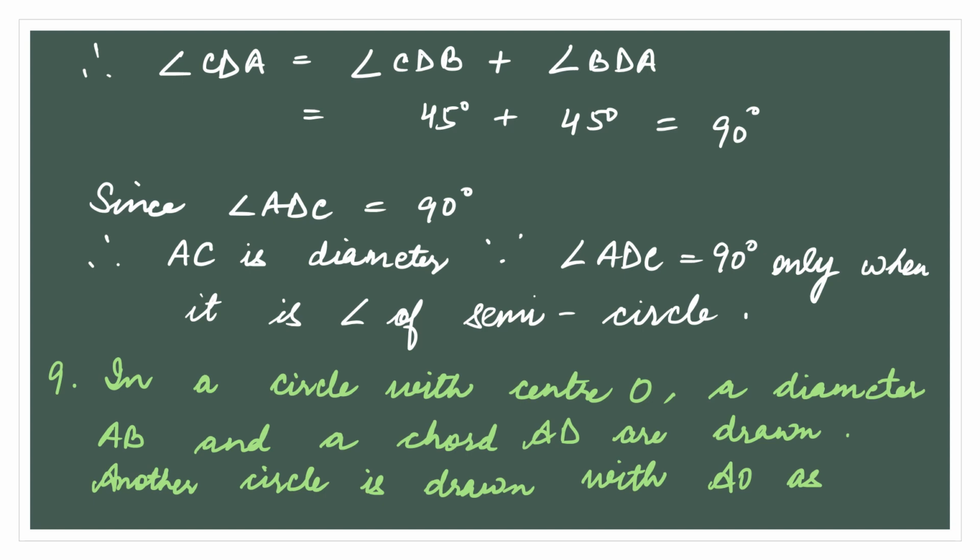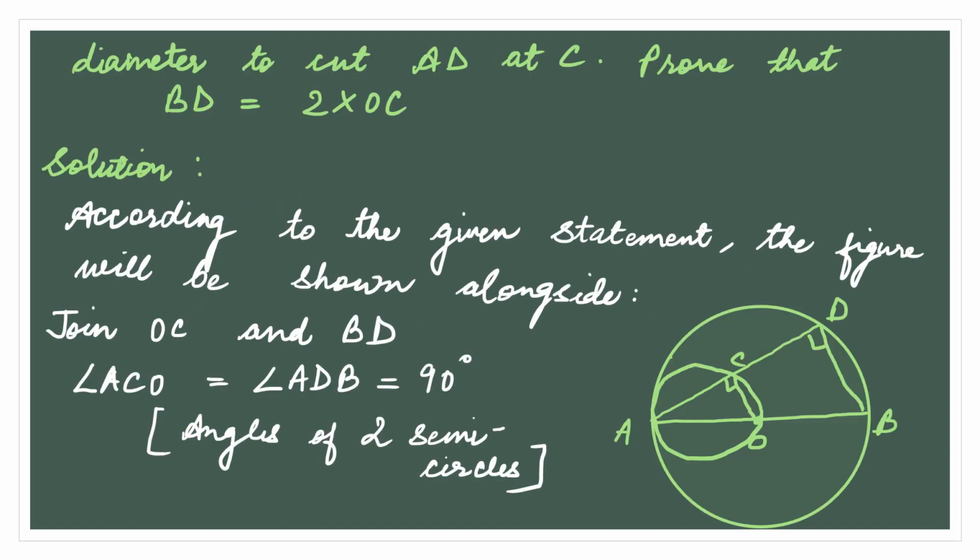Now coming to question number 9, children. In a circle with center O, a diameter AB and a chord AD are drawn. Another circle is drawn with AO as diameter to cut AD at C. Prove that BD is equal to 2 into OC.